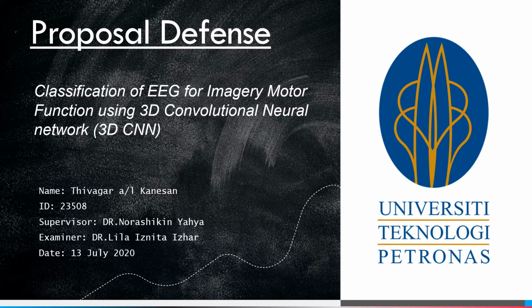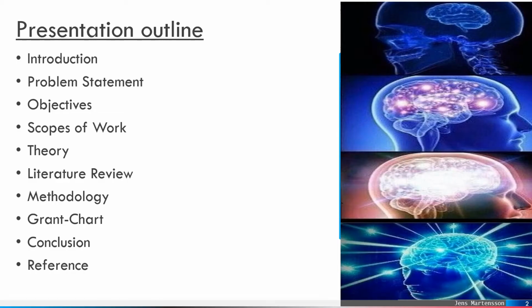For this proposal defense, I'm going to talk about my classification of EEG for imagery motor function using 3D convolutional neural networks, or 3D CCN in short. For my presentation outline, I'll be talking about the introduction, the problem statement, objectives, scope of work, theory, literature review, methodology, Gantt chart, conclusion, and references.